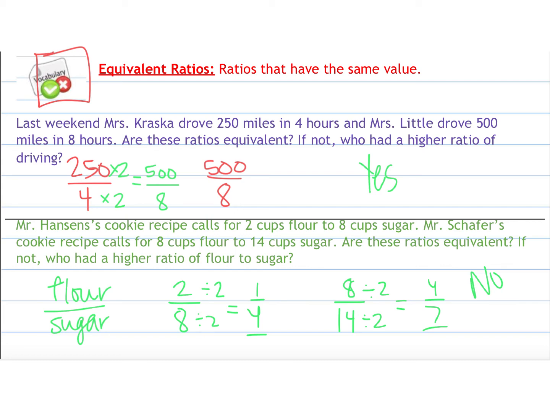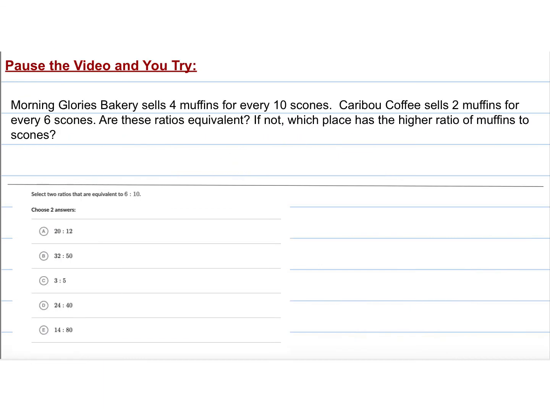If not, who had the higher ratio of flour to sugar? So who had the bigger fraction? Looks like Mr. Schaefer did, because that is more than 1/4. All right, this is where I would like you to pause and try this on your own and then come back and watch through to see if you did it correctly.